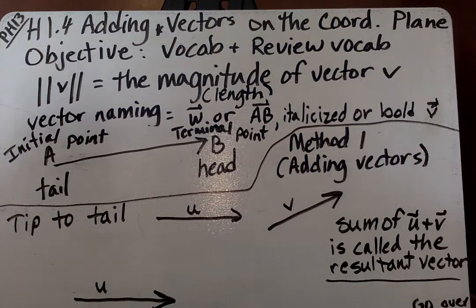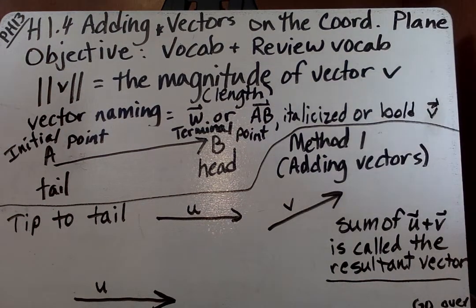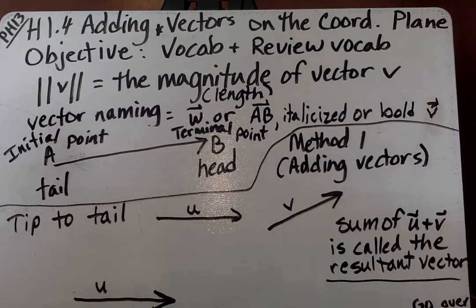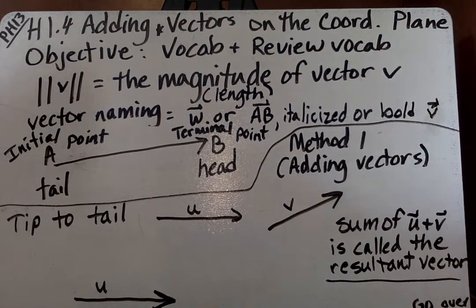Hello students, today we will be going over H1.4, adding and subtracting vectors on the coordinate plane. However, today we are only going to focus on the adding of vectors on the coordinate plane. The objective is I can add and subtract vectors and calculate the magnitude of the resultant. Vocabulary: resultant is the sum of two vectors, okay?